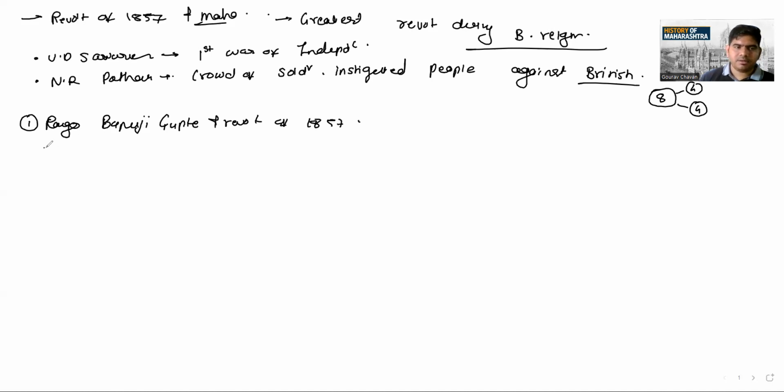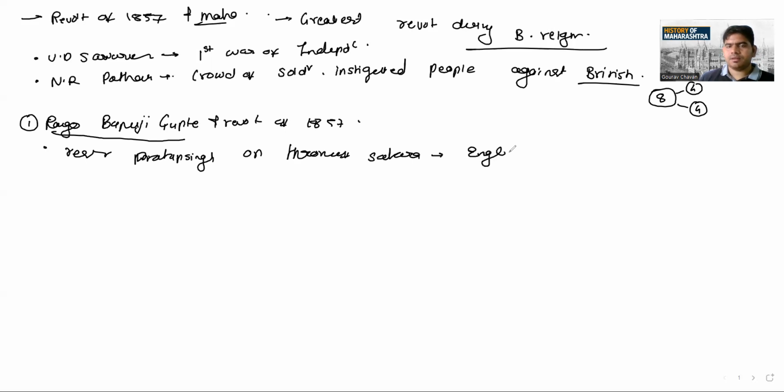Now, what did this particular person do? Rango Bapuji Gupte was a diehard supporter of Maratha power. He tried to restore Pratap Singh Bhosle to the throne of Satara, and for this he went to England. But still his concerns were not addressed at that point of time, so he returned back frustrated and then convinced the people to revolt.